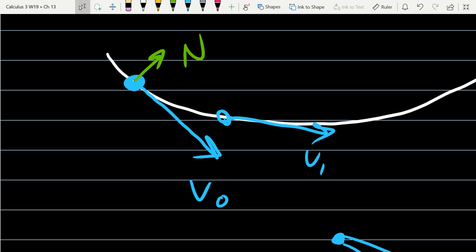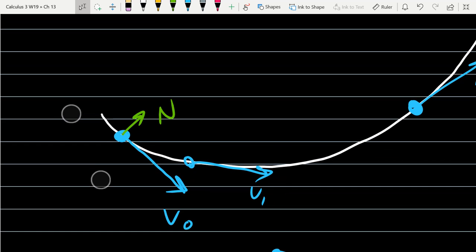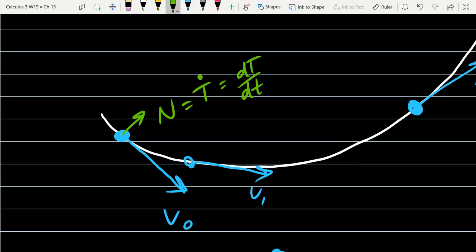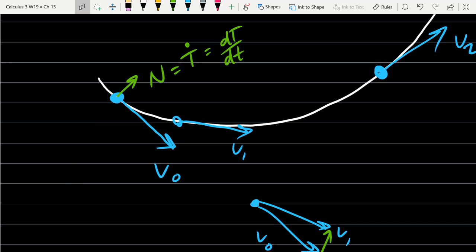All right, this N is T dot, so it's how T changes, or dT over dt. Now, because our velocities, we talked about this and computed it maybe two sections ago, if your speed is constant, your derivative has to be perpendicular to your velocity. We drew that unit circle and looked at two velocities in it, and the difference is always going to be perpendicular.